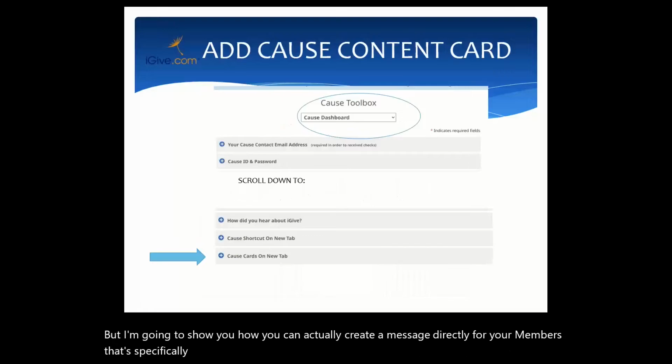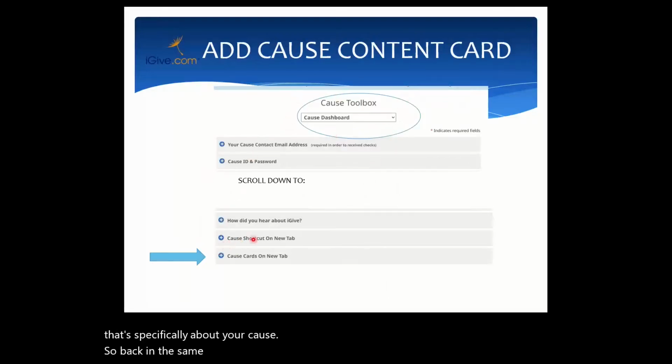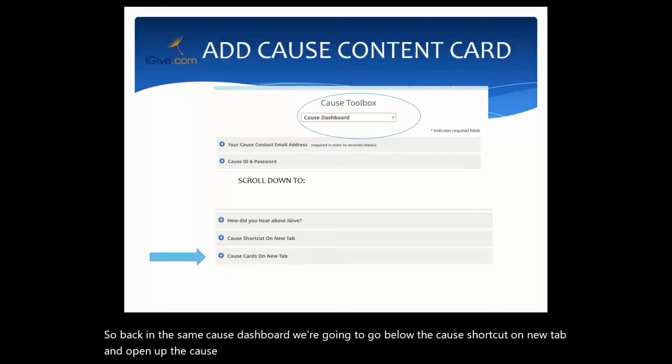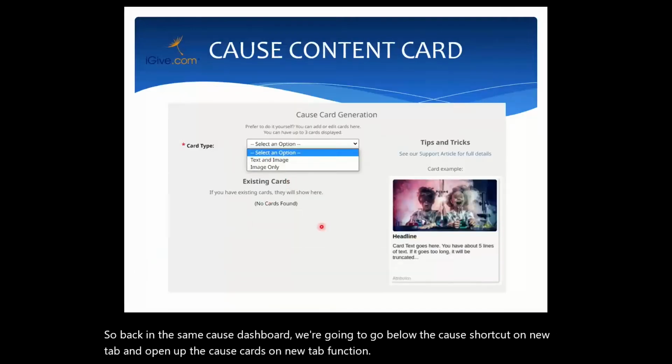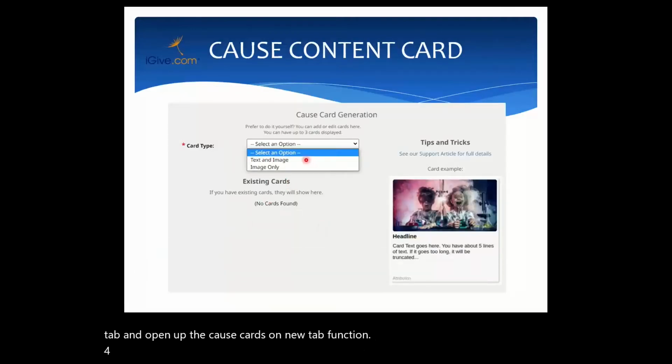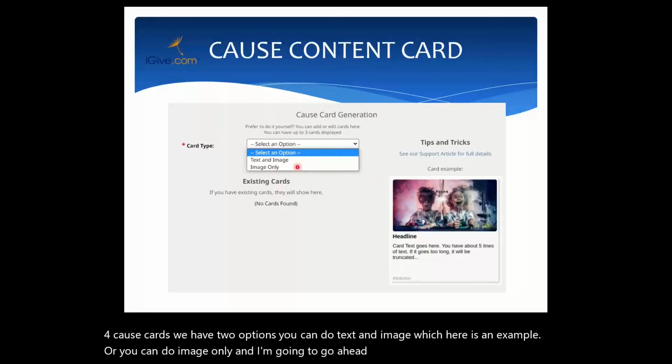your cause. So back in the same cause dashboard, we're going to go below the cause shortcut on NewTab and open up the cause cards on NewTab function. For cause cards, we have two options. You can do text and image, which here is an example, or you can do image only. And I'm going to go ahead and show you both of them.